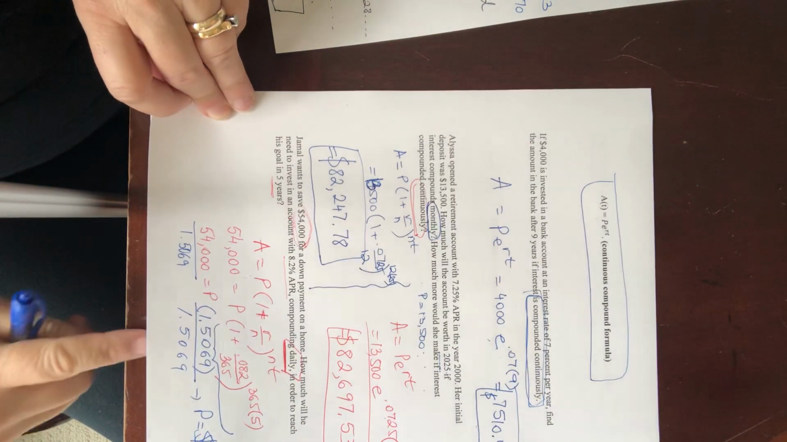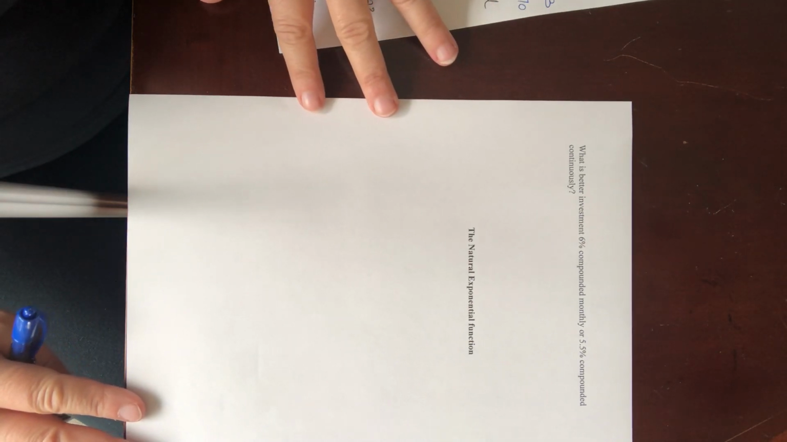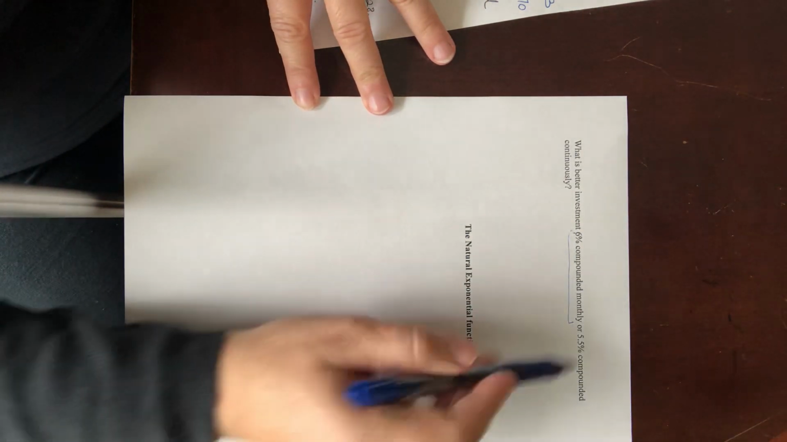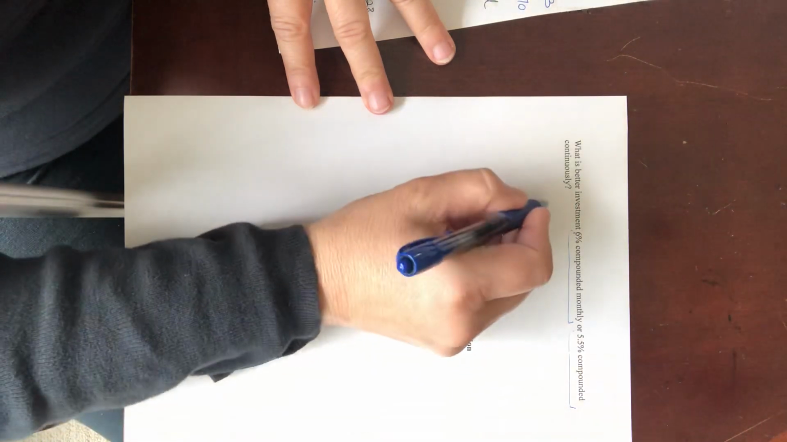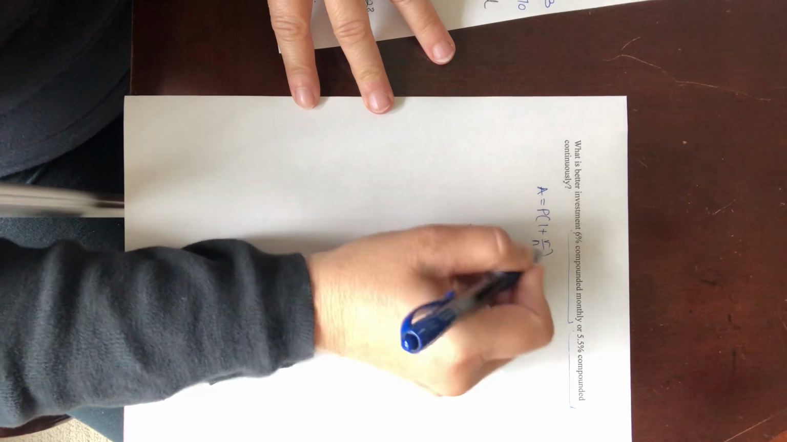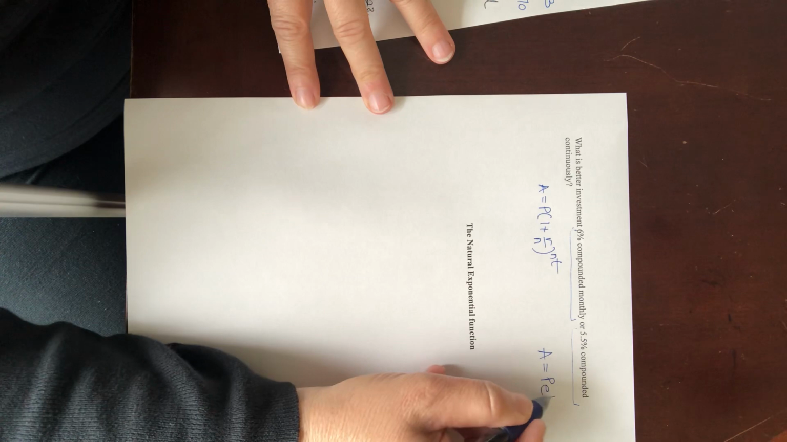Okay, all right. So finally, the last part of it, we'll talk, as I said, about the natural exponential function. But we want to make this comparison. What is a better investment? 6% compounded monthly or 5.5% compounded continuously? So we kind of want to compare apples to apples. Now, monthly, definitely I'm going to have to use the compound interest formula. Continuously, I'm definitely going to have to use the PERT formula.